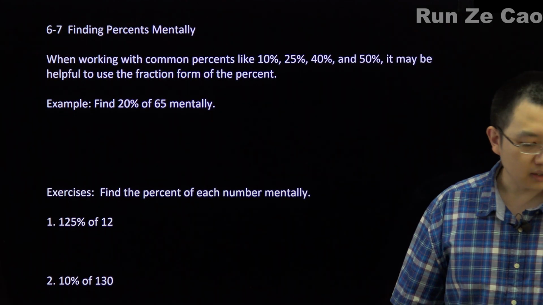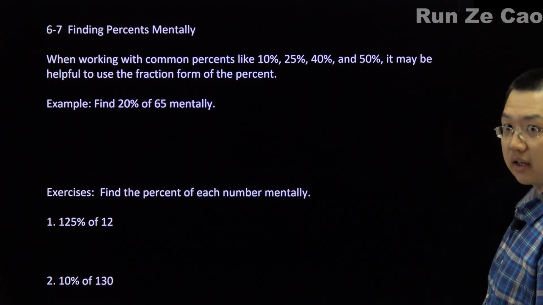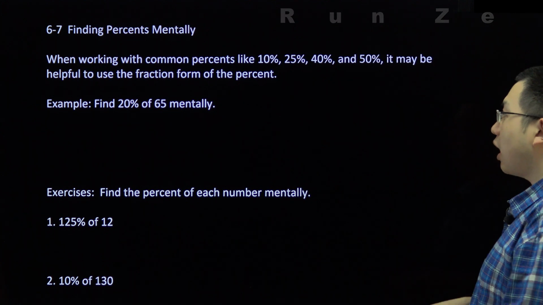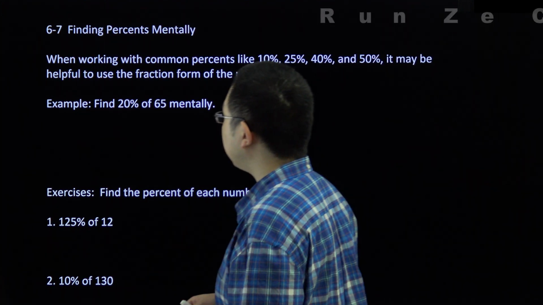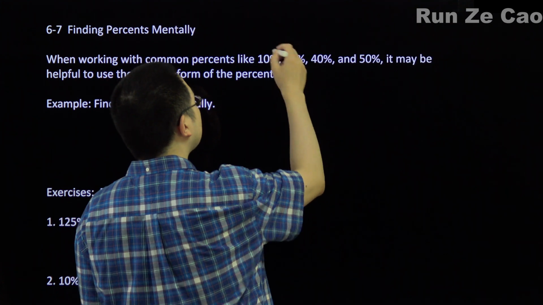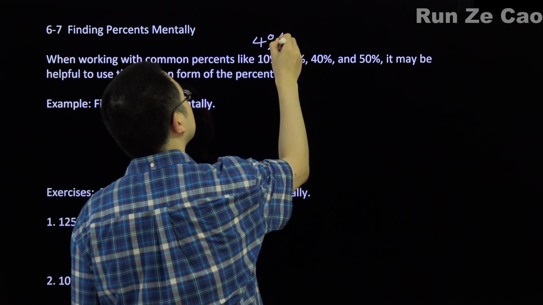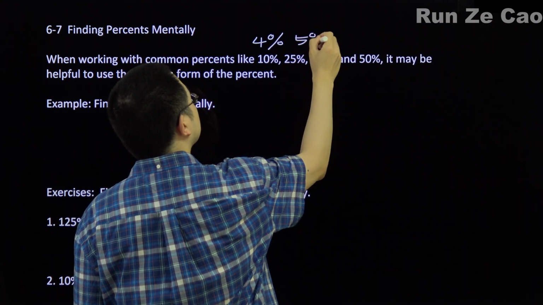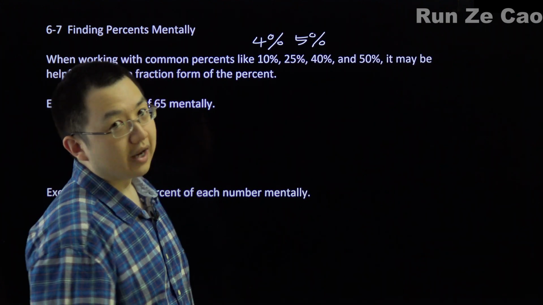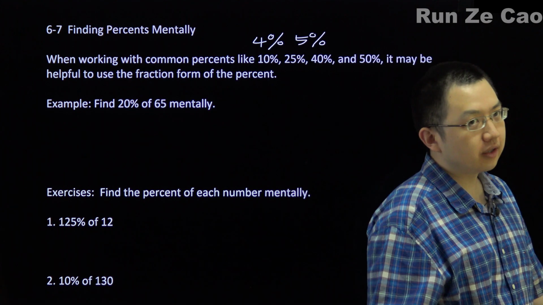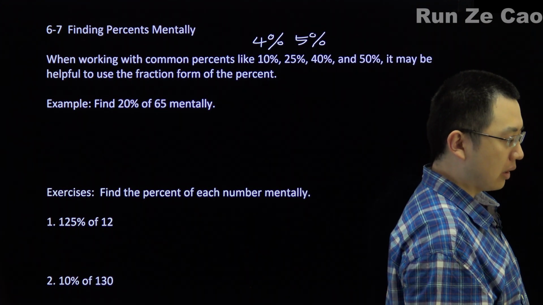Finding percents mentally. When you're working with common percents like 10%, 25%, 40%, and 50%, it may be helpful to use the fraction form of the percent. For example, find 20% of 65 mentally. Others that you should probably remember are like 4%, which is 1 over 25, 5% for 1 over 20, 33 and 1/3%, obviously, 12.5% for 1 over 8, and so on.